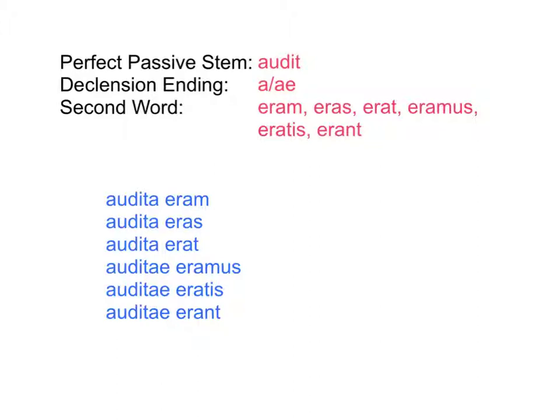And the second word of our periphrastic form is going to be the imperfect tense of sum. Eram, eras, erat, eramus, eratis, erant. So putting it down here, audita eram, audita eras, audita erat, auditae, switching to the plural, eramus, auditae eratis, auditae erant.